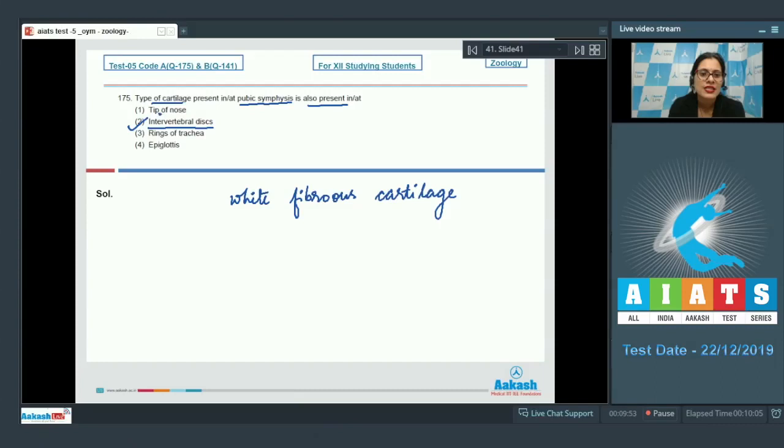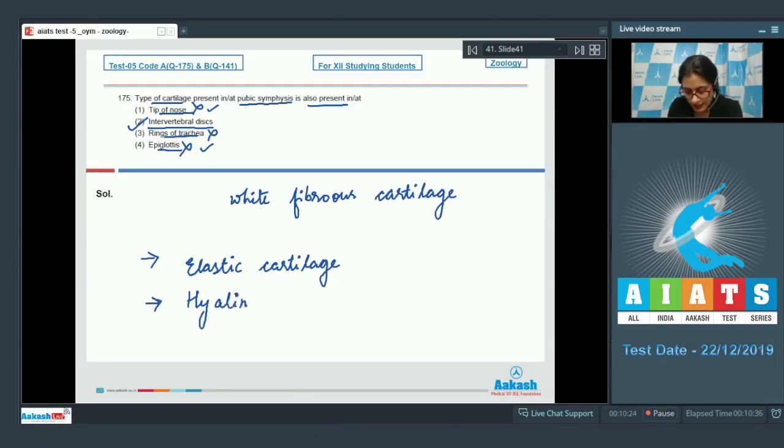The very first option, tip of nose, and the last option, epiglottis, are incorrect options because elastic cartilage is present at the tip of nose and in epiglottis, whereas the rings of trachea is also an incorrect option because hyaline cartilage is present in rings of trachea. So the correct answer to this question is option number 2. Now let's move on to the next question.